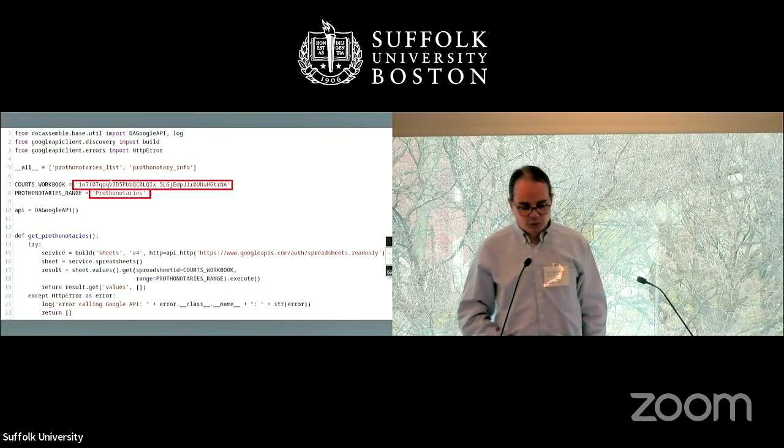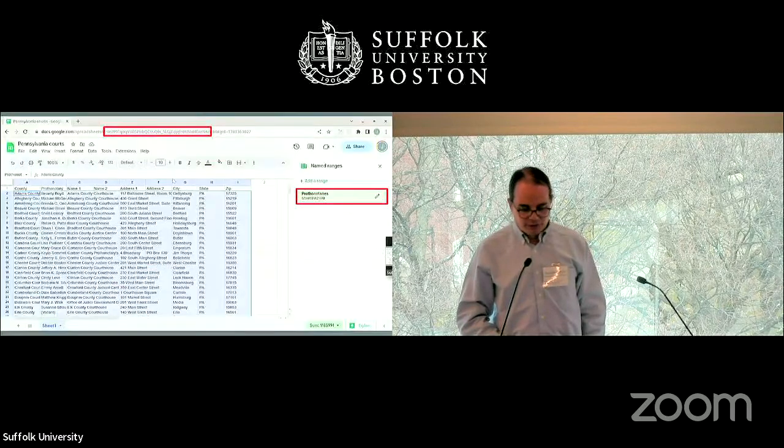And so the court's workbook is this code here that represents the Google Sheet. You can find that in the URL when you're looking at a Google Sheet. Always inspect URLs and try to hack around with URLs. You can learn a lot that way. And then Prothonotaries is the name of a named range.